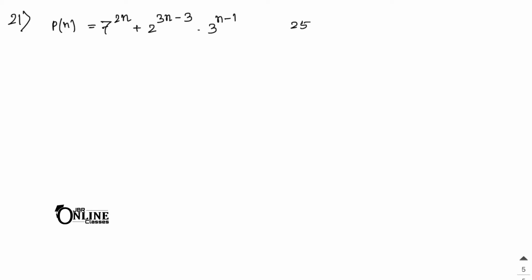Now for P1, that equals 7 to the power 2 plus 2 to the power 3 minus 3, that means 0, and then 3 to the power 1 minus 1, that is also 0. So 2 to the power 0 equals 1, 3 to the power 0 equals 1, that means here 49 plus 1, that equals 50, which is definitely divisible by 25. So you can write down here P1 is true.